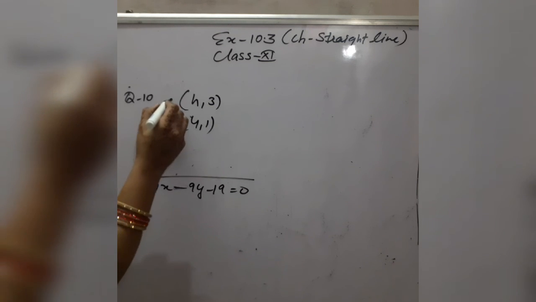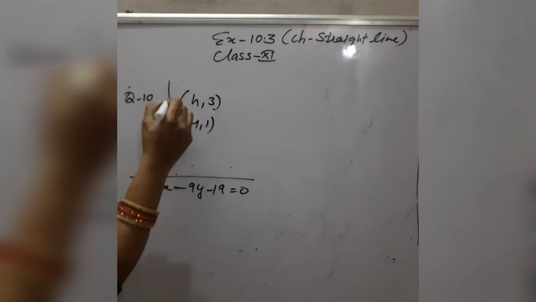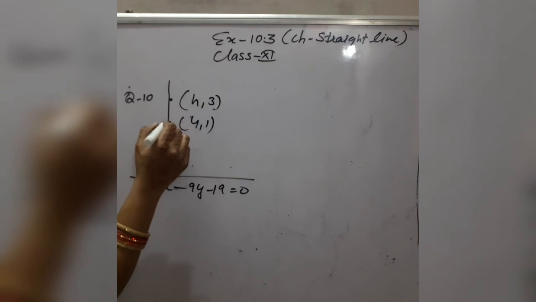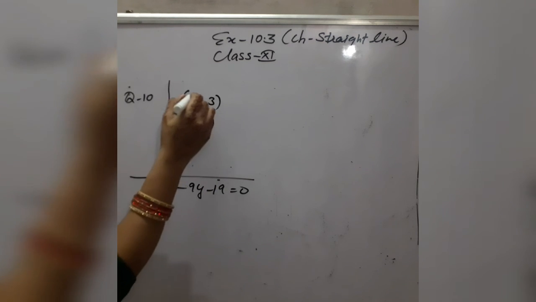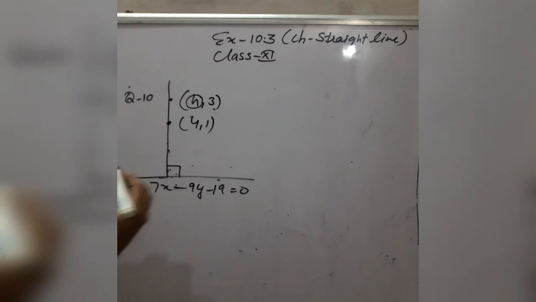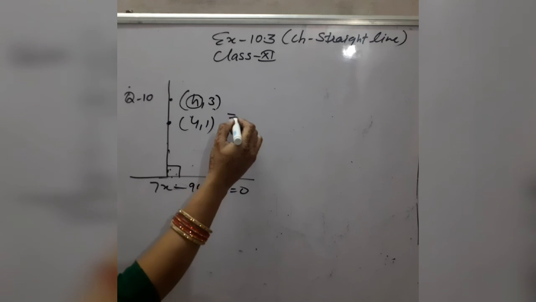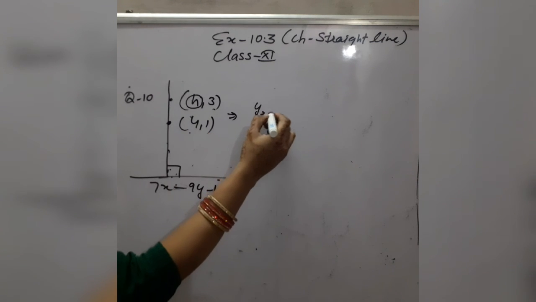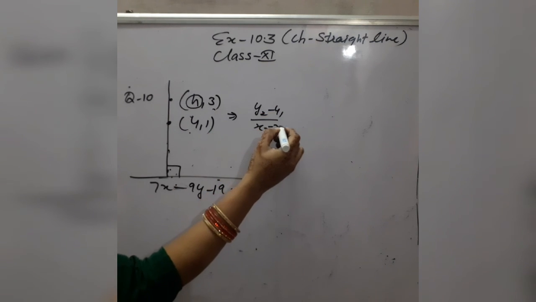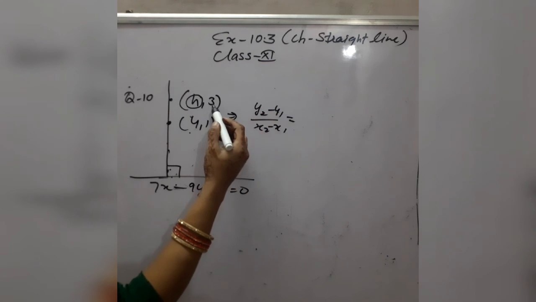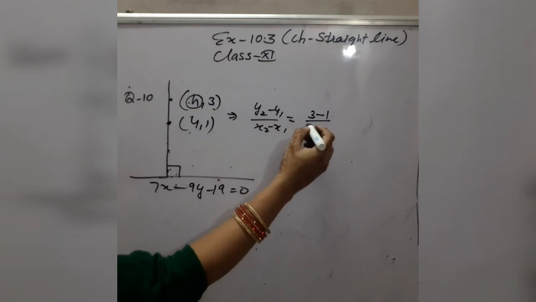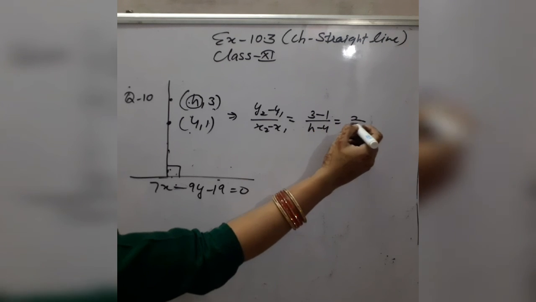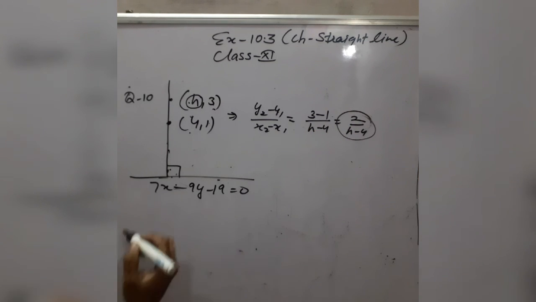The line which passes through these two points, let us suppose this is the line passing through these two points. It intersects at a right angle, meaning this is perpendicular to the given line. Then find out the value of h. Firstly, with the help of these two points, what will be the slope of this line? (y2 - y1)/(x2 - x1). So the value of slope is y2 - y1, meaning 3 - 1, over x2 - x1, h - 4, or you can say 2/(h - 4). This is the value of slope.